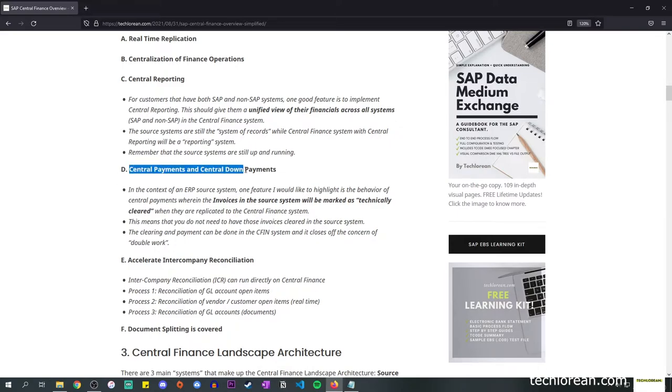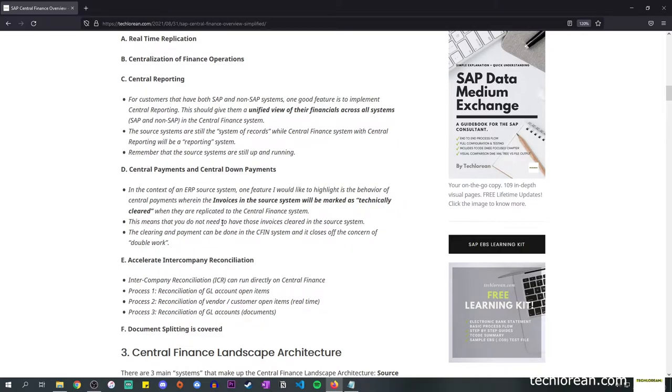Next, we have central payments and central down payments. So if you're talking about an ERP source system, for example, SAP, one feature that I would like to mention is the behavior of central payments, where invoices in the source system will be marked as technically cleared when they are replicated. So you can still have invoices in the source system, right? And it will be replicated to Central Finance. The thing here is that when the invoice is replicated in the CFIN system, you don't need to worry about those invoices in the source system because they will be marked as cleared.